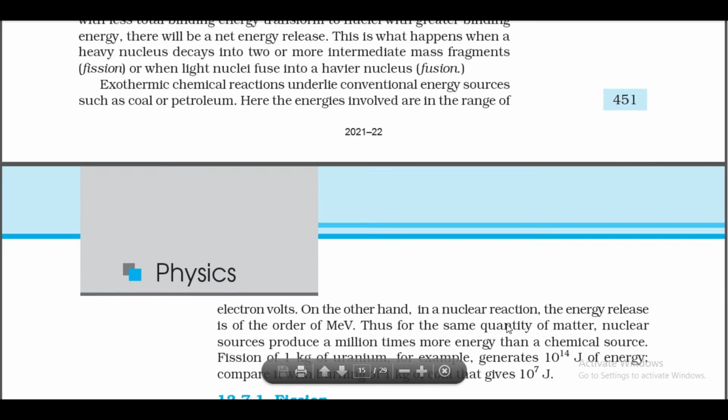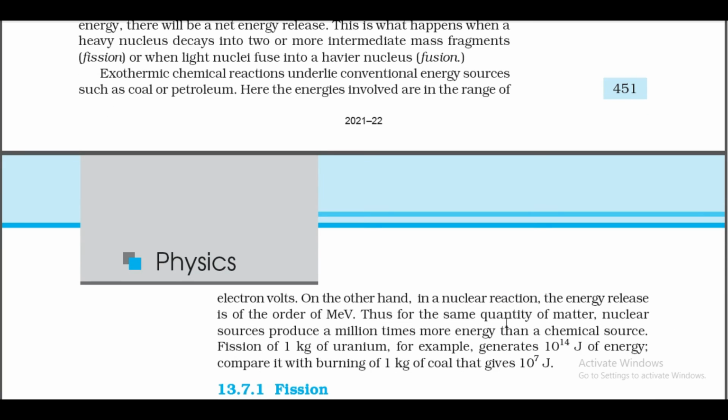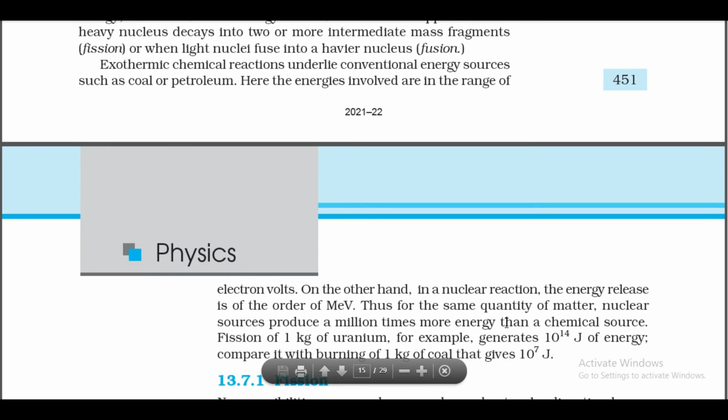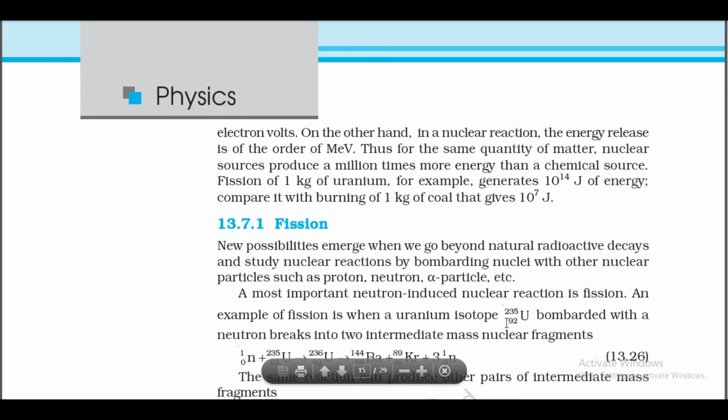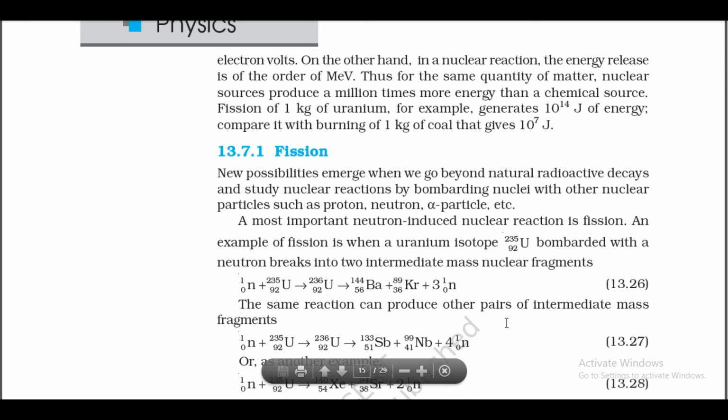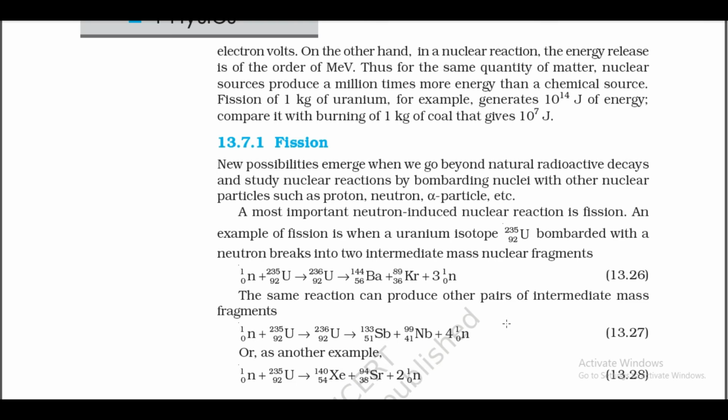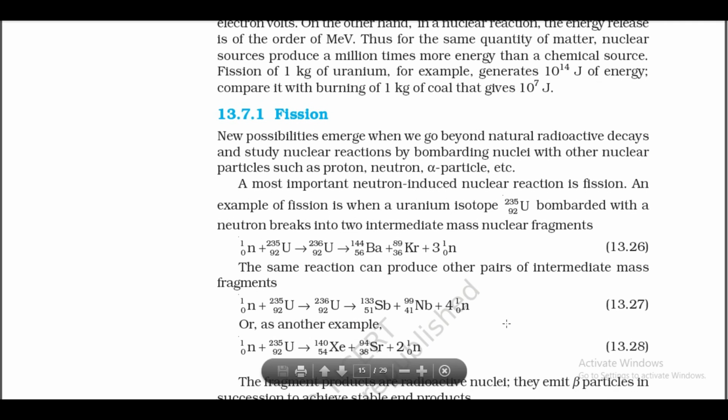Exothermic chemical reactions underlie conventional energy sources such as coal or petroleum. Here the energies involved are in the range of electron volts. On the other hand, in a nuclear reaction, the energy release is of the order of MeV. Thus, for the same quantity of matter, nuclear sources produce a million times or more energy than a chemical source. Fission of 1 kg of uranium, for example, generates 10 to the power 14 J of energy. Compare it with burning of 1 kg of coal, that gives 10 to the power 7 J.